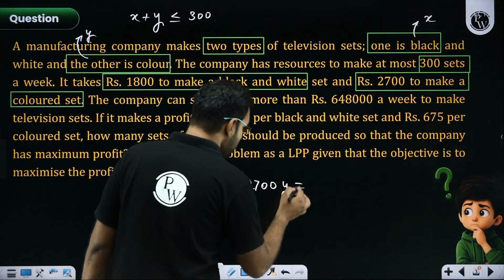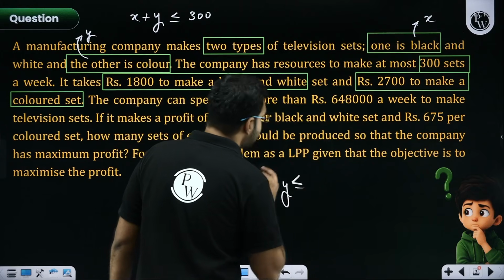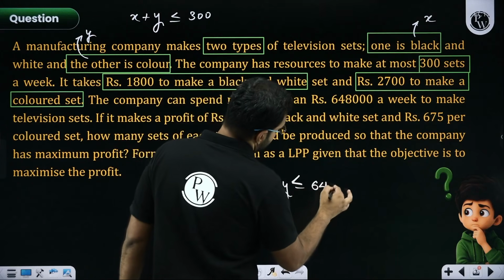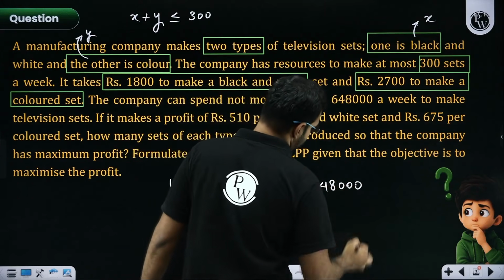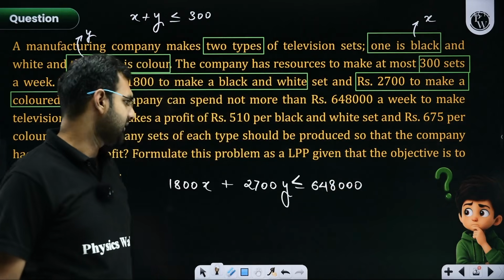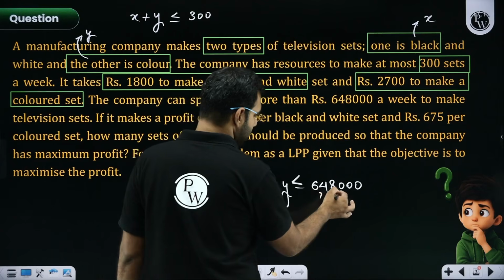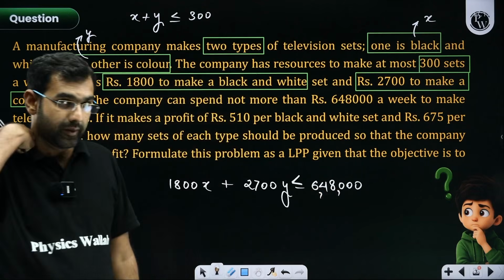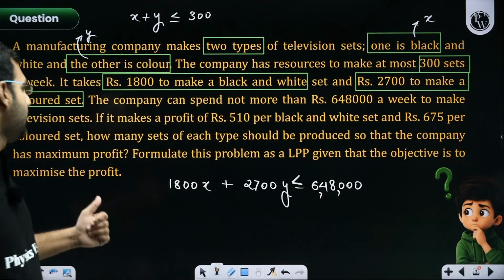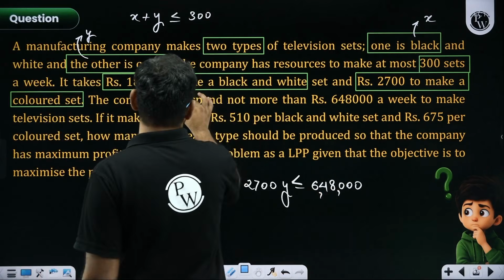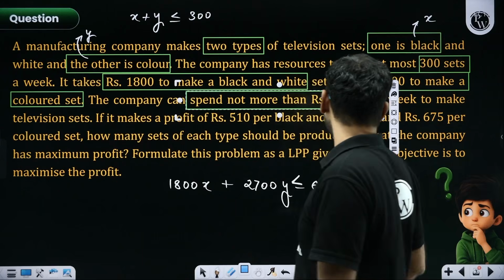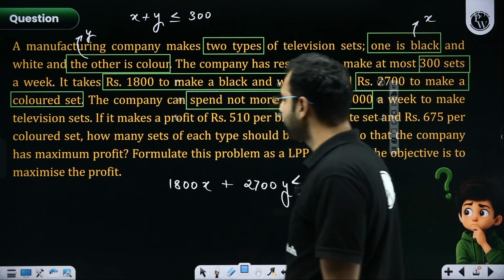So this cost has to be less than or equal to 648,000. I hope everybody got this. 6,48,000, that's the cost which the company will bear in a week. I hope so far everything is understood. Now, what they say next is that they do not spend more than this money in a week.